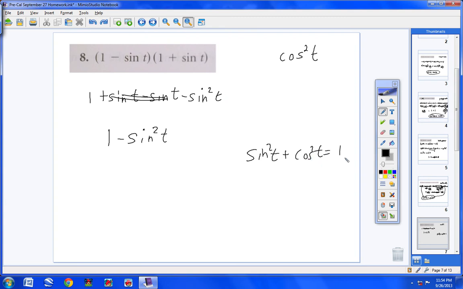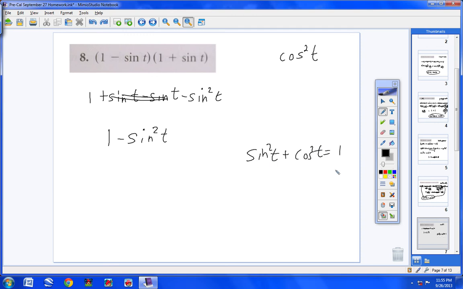If you bring the cosine squared over, you would have sine squared t equals 1 minus cosine squared t. So for sine squared t, you could put 1 minus cosine squared t. That would be one option. But I'm thinking of this. I think the best way to do it is just simply this. This is probably the least confusing way.